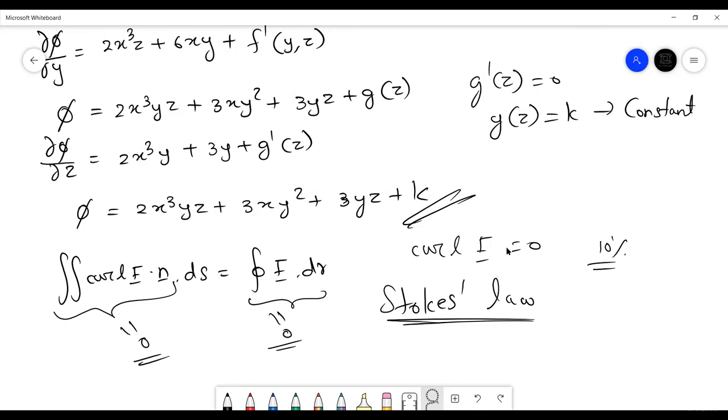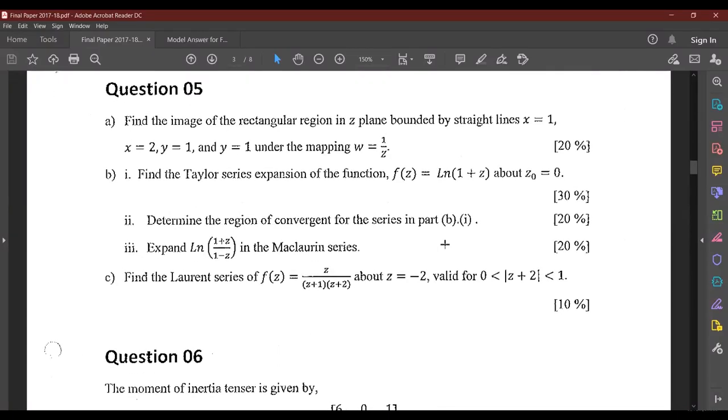So the next one, right? It's from mapping. So here, question number 5, right? They're asking us to find the images of a rectangular region in the z plane bounded by straight lines under the mapping.